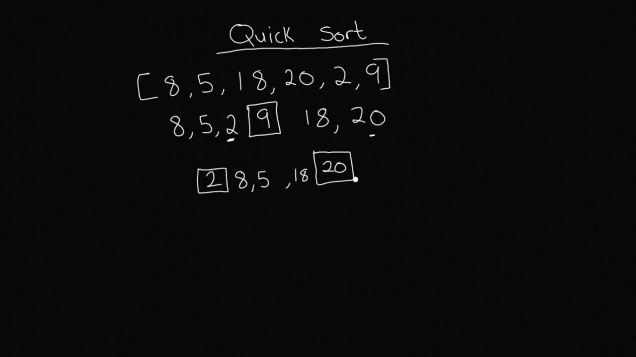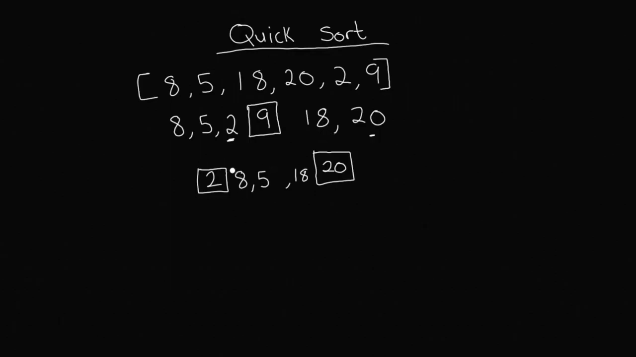Now again, you can see if we look at this array, it's sorted in terms of the number that we've picked, our pivot, which is 20. The numbers to the left and to the right of this are correct. Now there's no numbers to the right of this pivot, but there is one number to the left and it's in order. Now it was in order before, but now we definitely know that it's in order.